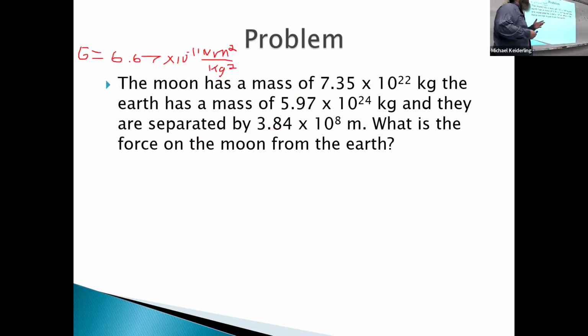So here's an actual calculation of the force of gravity. The moon has a mass of 7.35 times 10 to the 22 kilograms. The Earth has a mass of 5.97 times 10 to the 24 kilograms. And they're separated by a distance of 3.84 times 10 to the 8 meters. So what's the force on the moon from the Earth?